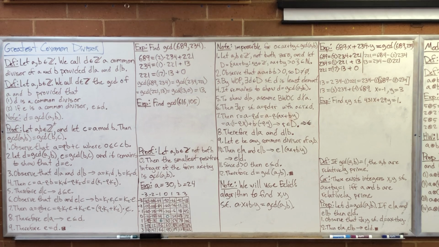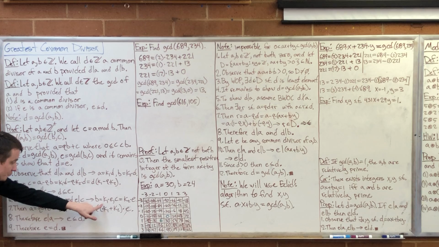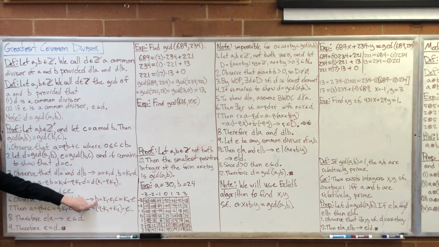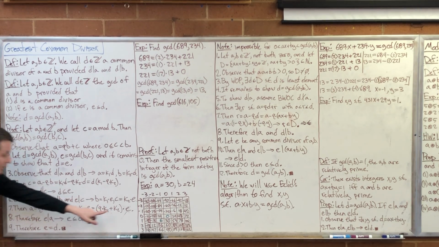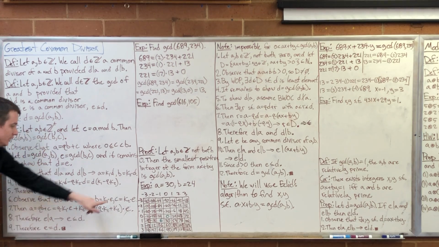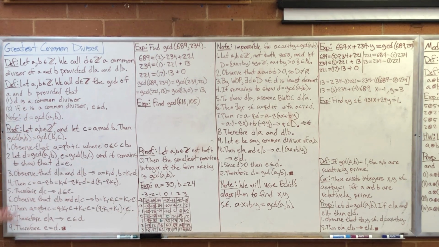So continuing. Observe that E divides B and E divides C. Well, how do I know that E divides both those? Because E, by definition, is the greatest common divisor of B and C. Therefore, E divides B and E divides C. What does it mean for E to divide B? It means that E times some integer equals B. And what does it mean for E to divide C? It means E times some integer equals C. These K1s and K2s are different from those ones. Just reusing variables.